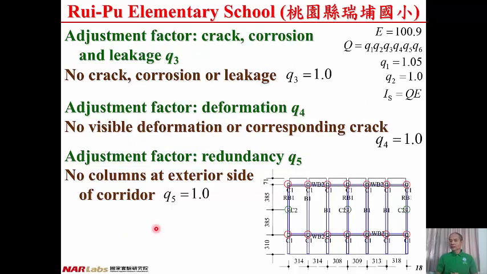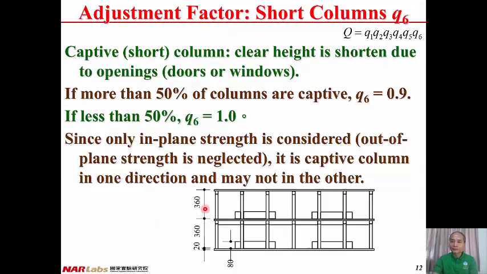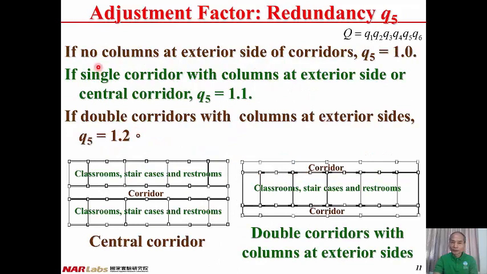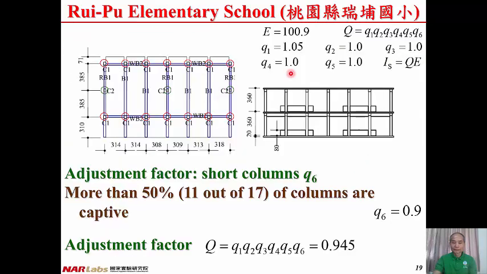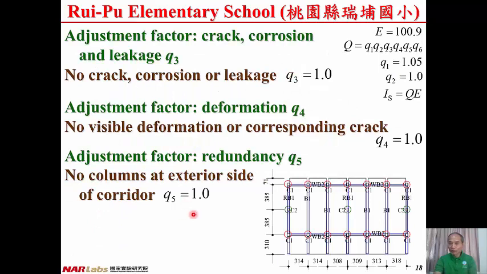Then we move to the next adjustment factor for redundancy. Here's the plan of the building. This is the corridor. And at the exterior side of the corridor, there are no columns. Therefore, no column at exterior side of corridor. Q5 equal to 1.0. If no columns at the exterior side of the corridors, then Q5 equal to 1.0. And Q5 equal to 1.0 here.